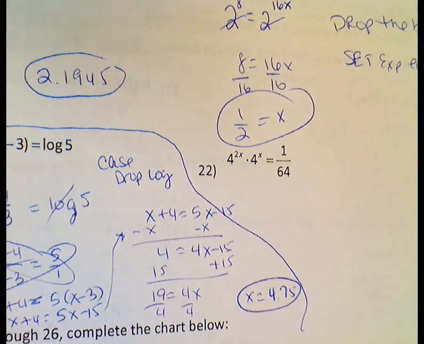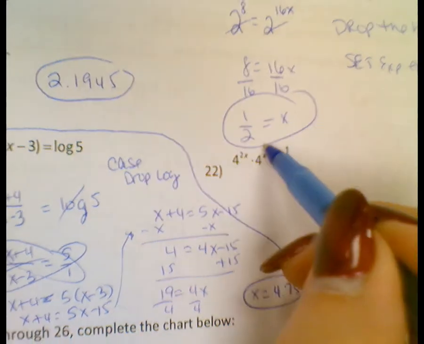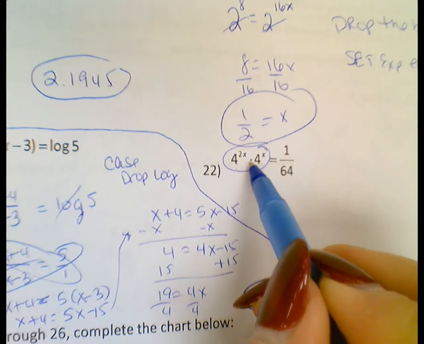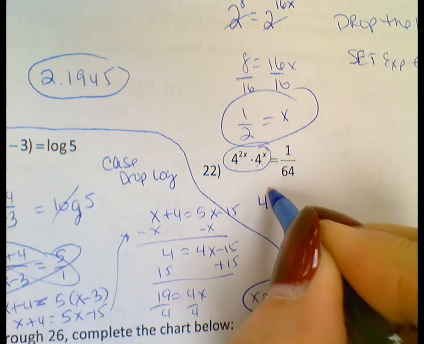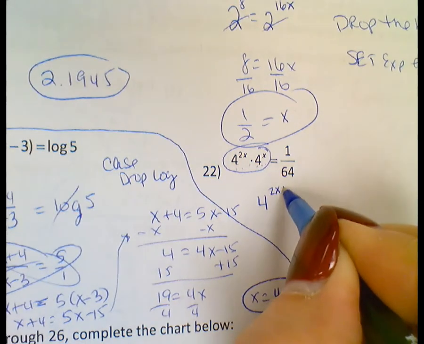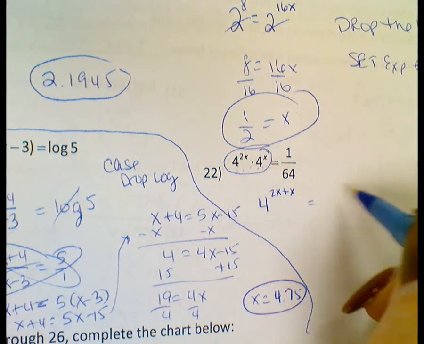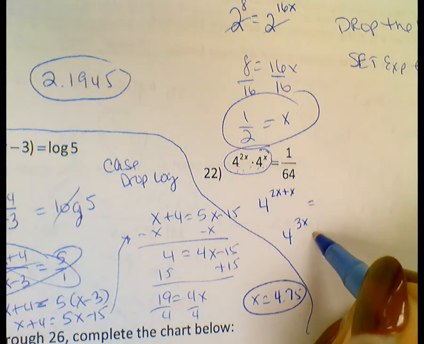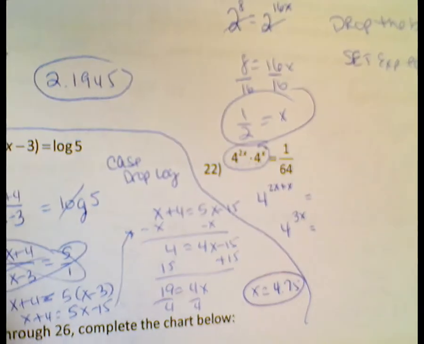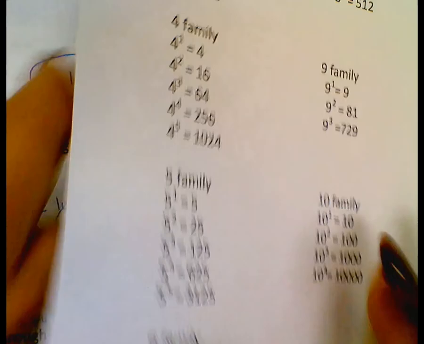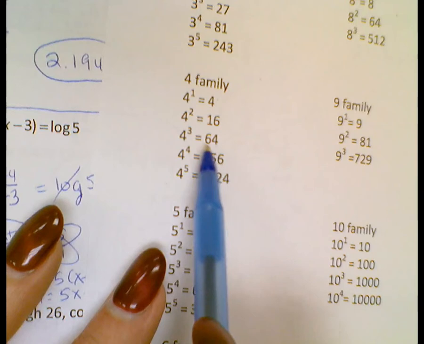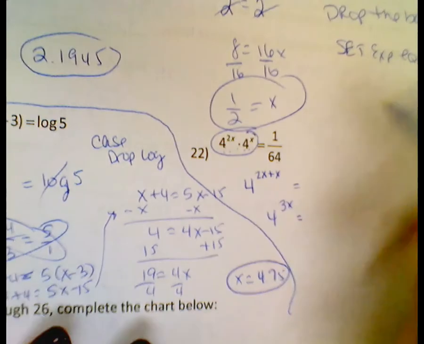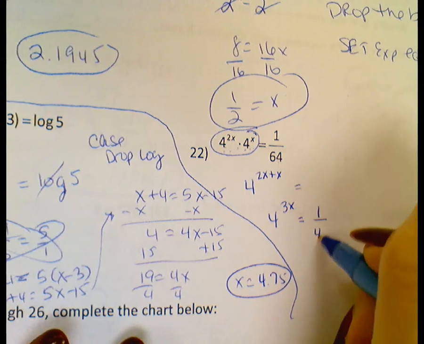Okay, so for the challenge problem here, this is a challenge problem. When you have two numbers that have the same base and you're multiplying, you add the exponents. So you take 2x plus x. So that's going to be 4 to the 3x on the left-hand side. So I need to change 64 to base 4. I think I can do it. Here's 64. 64 is really 4 cubed. So I'm going to change this to 1 over 4 cubed.